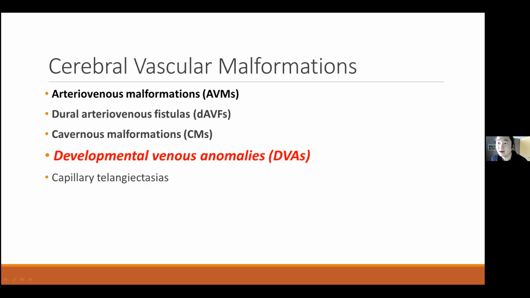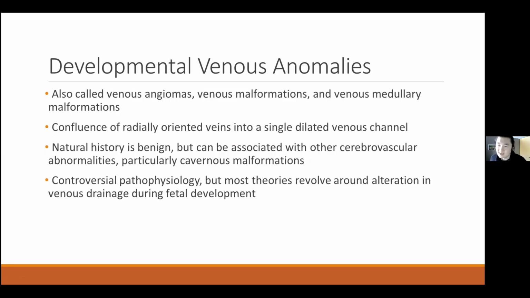Okay, home stretch. These last two are quicker. Fourth on the list are developmental venous anomalies, or DVAs for short. DVAs, like cavernous malformations, go by many names: venous angiomas, venous malformations, or venous medullary malformations. They're all referring to DVAs. They are basically a confluence of radially oriented veins that all converge into a single dilated venous channel.